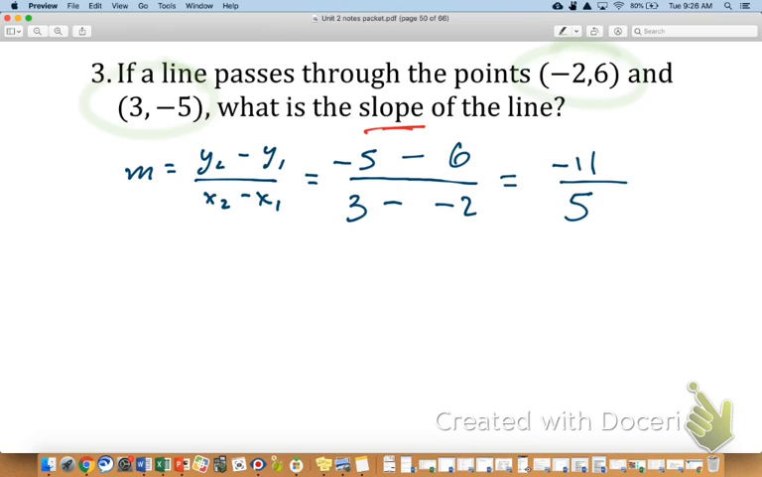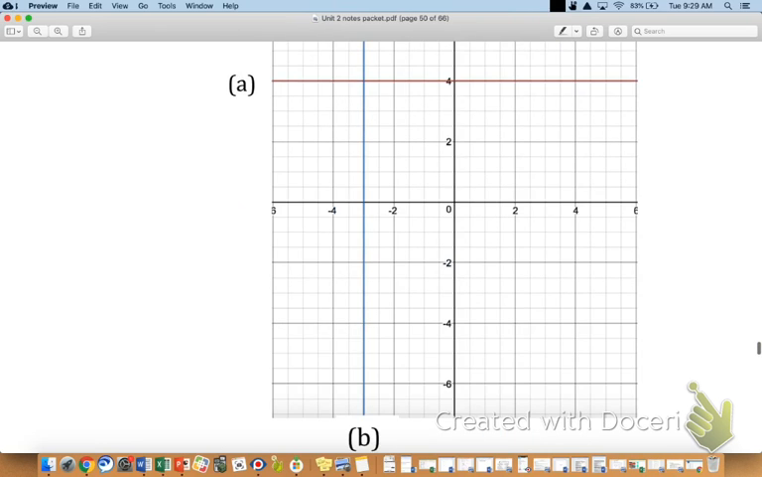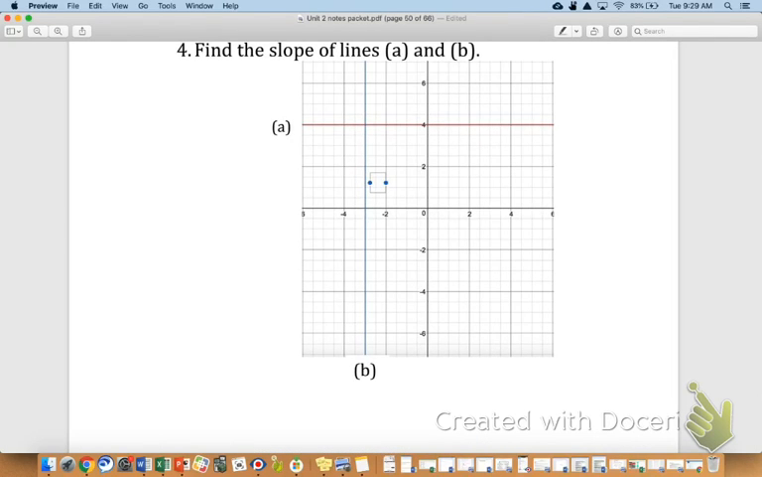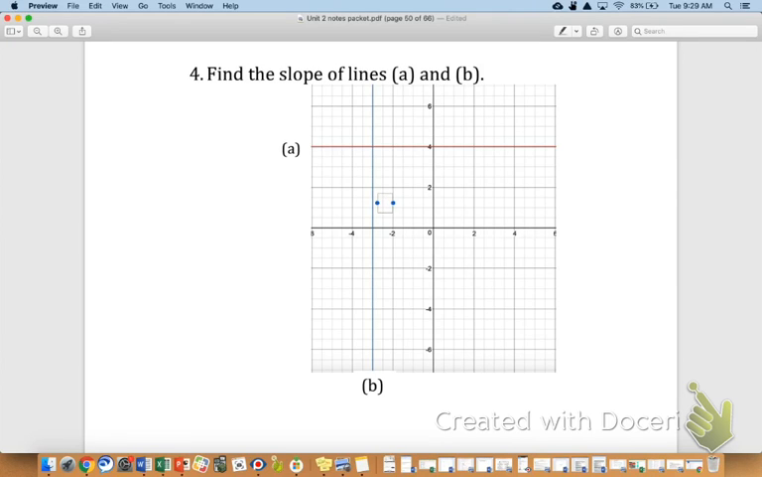Anybody else? Okay, so let's move forward then. Let's do these two and then we'll jump more into our newer stuff for today. So you see two lines right there. There's a red one, and there is a blue one. Can you tell that the red one is horizontal? And the blue one is vertical? So the question is, can you find the slopes of lines A and B?